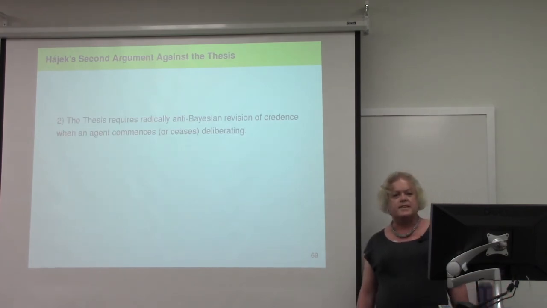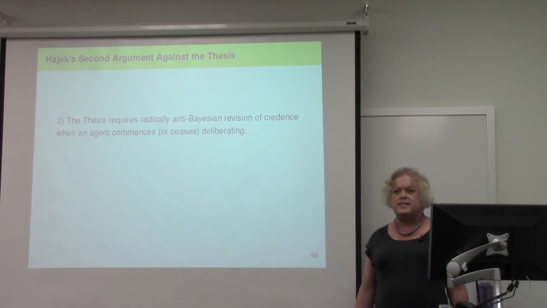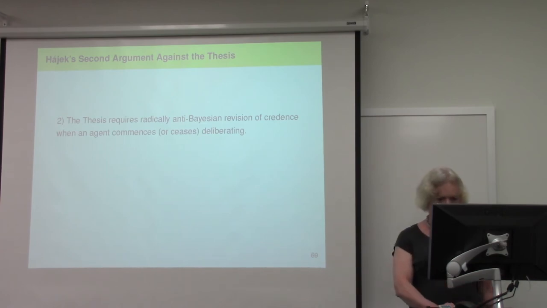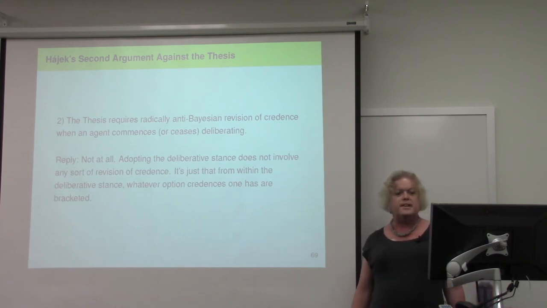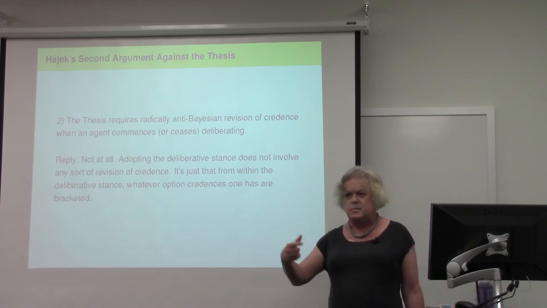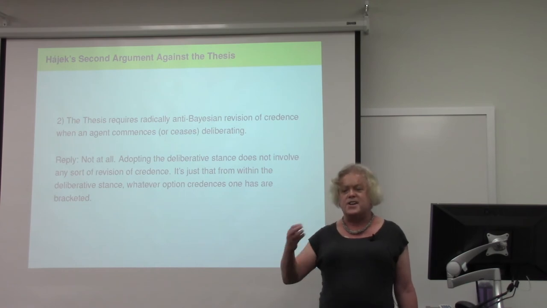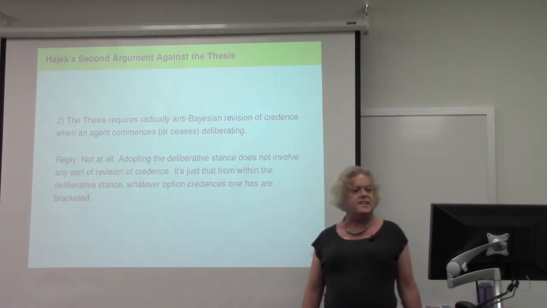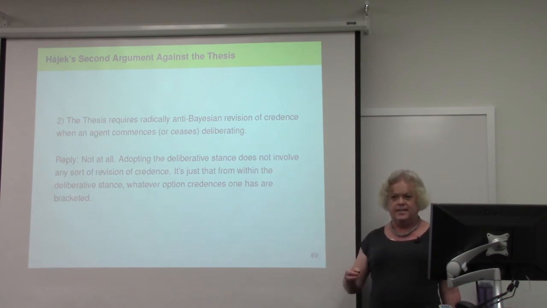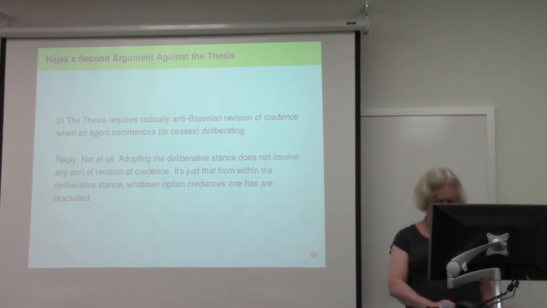Hájek's second argument against the thesis: the thesis requires radically anti-Bayesian revision of credence whenever an agent commences or ceases deliberating. Well, no, not at all. Adopting the deliberative stance does not involve any sort of revision of credence, right? It just amounts to taking yourself now to be deliberating about what to do. So it's not as though you change your credences when you begin deliberating and change them again when you cease deliberating. It's just that some of your credences become bracketed, i.e. not relevant for consideration, once the deliberative episode begins and once you've occupied the deliberative stance.